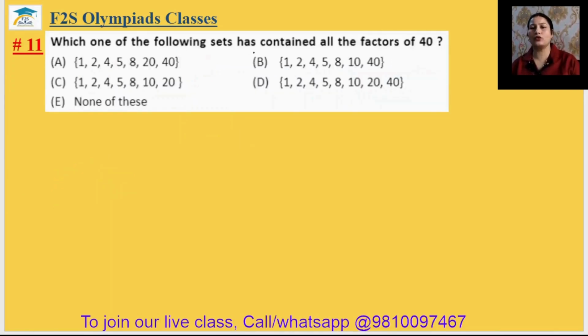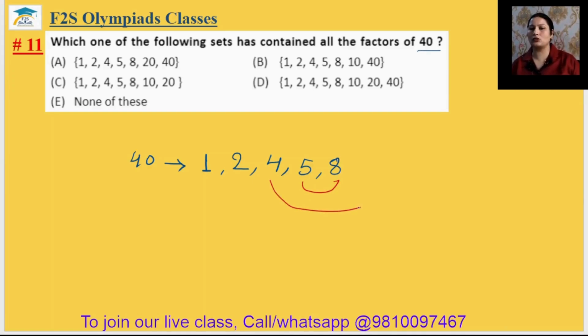Question 11. Which one of the following sets contains all the factors of 40? So write the factors of 40. 1 is a factor, 2 will be a factor, 3 cannot be a factor. Use the divisibility rule. 4 is a factor, 5 can be a factor, 6 cannot be a factor because for dividing by 6 completely, 2 and 3 must be factors of that number. 7 cannot be a factor, 8 can be a factor. Now we found the rainbow, na. Now we don't need to check 9, 10, 11.